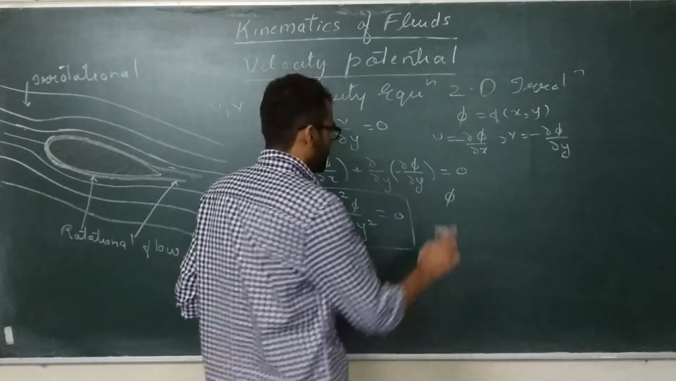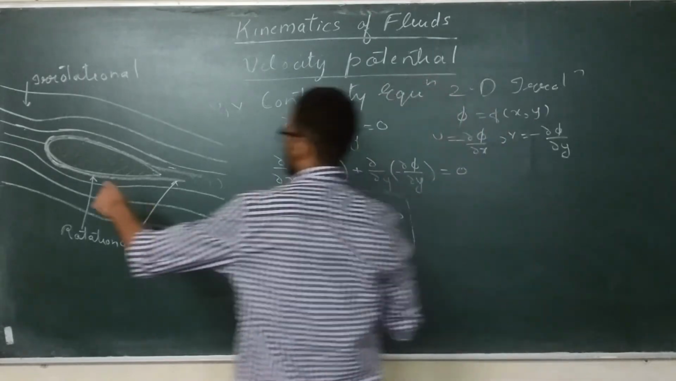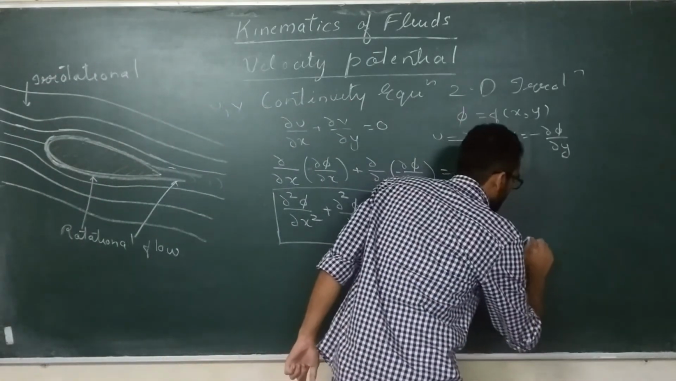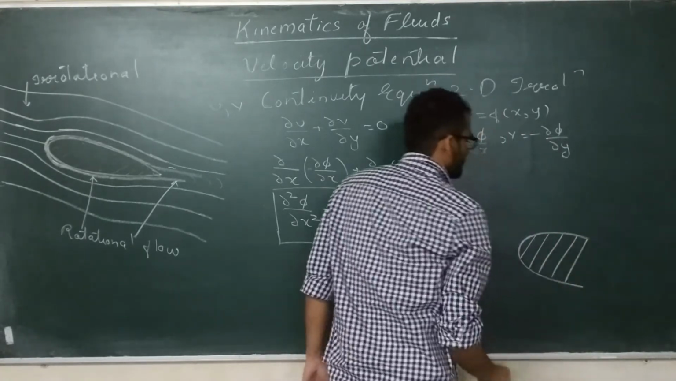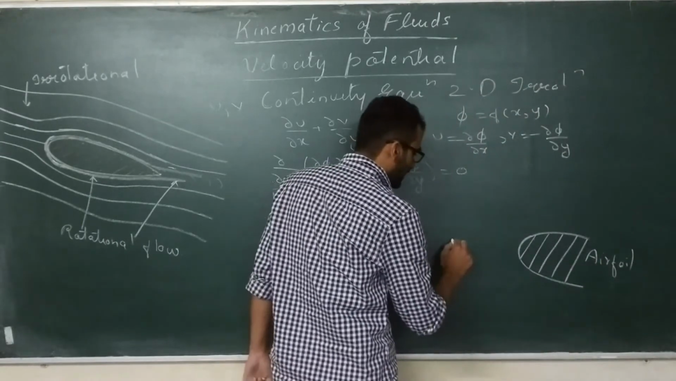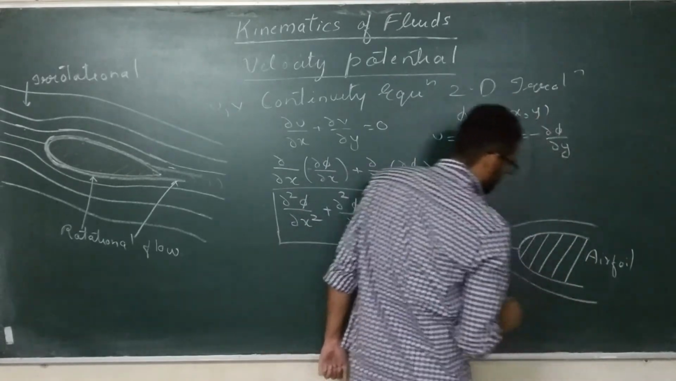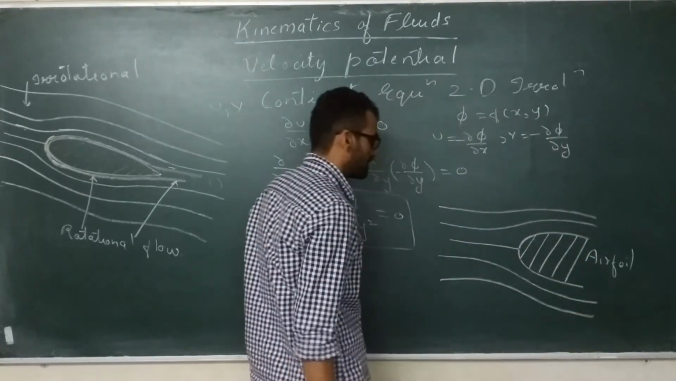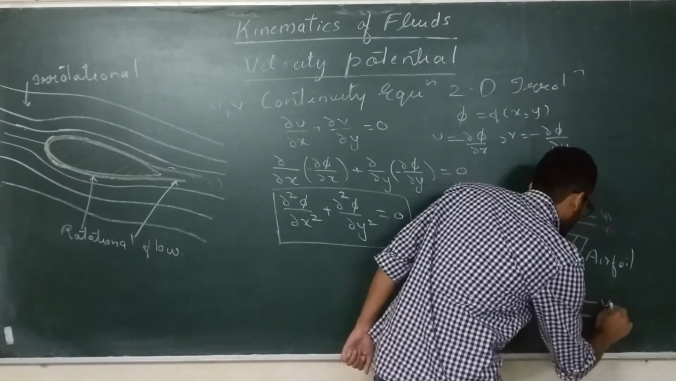Let's see an example, just ideologically what you can do. I'll try to draw the front part of an airfoil, though it will not be accurate. Suppose this is the front side of this airfoil, and you have drawn these streamlines. These are the streamlines, ψ1, ψ2, ψ3, ψ4.